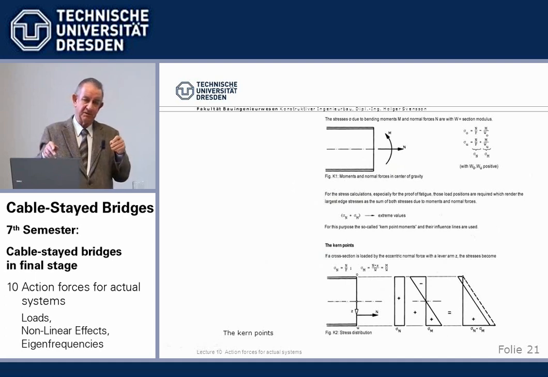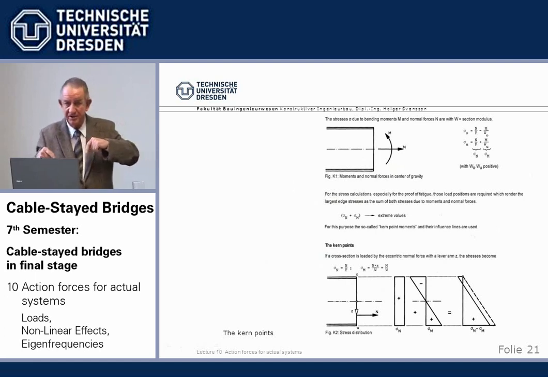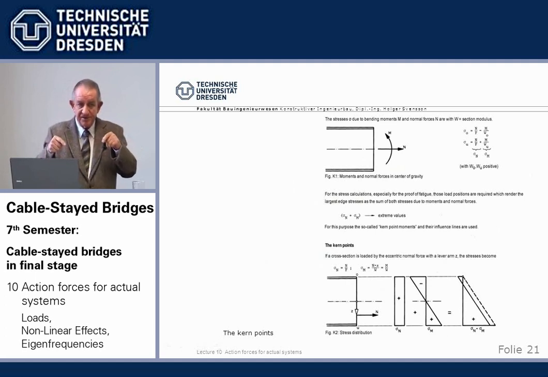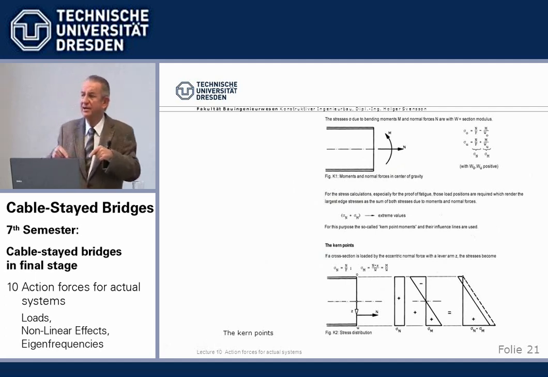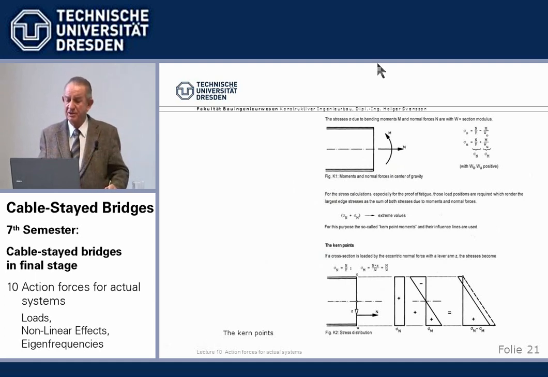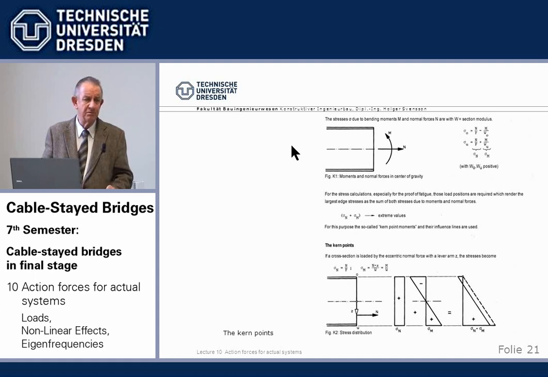Same is true for a cable stayed bridge, of course. With a load, we create in the beam at the same time normal force and bending moment, each having different influence lines. And so, where do we get the biggest stresses? So actually what we are after is to find stress influence lines for top and bottom. We know moment influence line, normal force influence lines, and what we can do is we can use so-called current point moments.